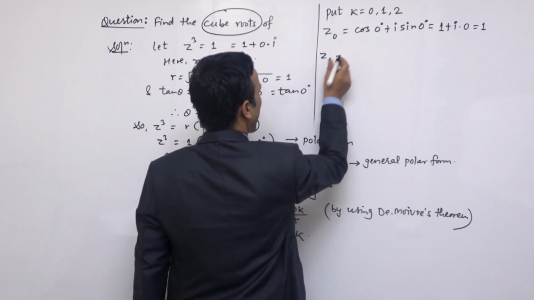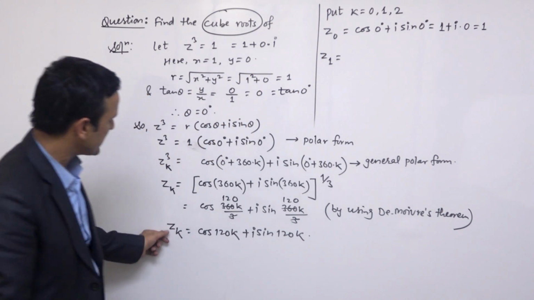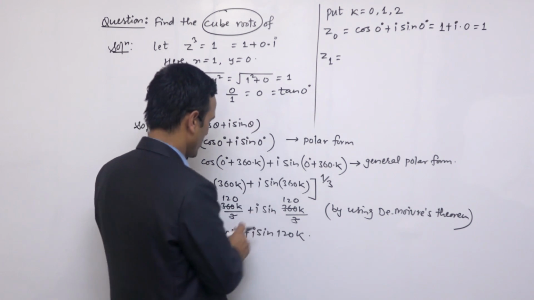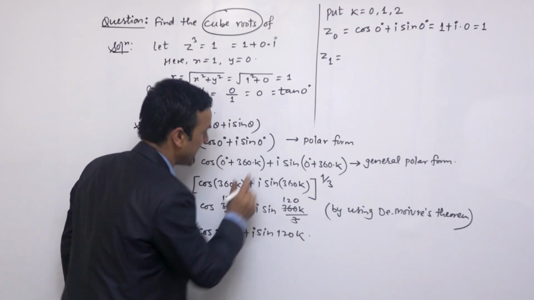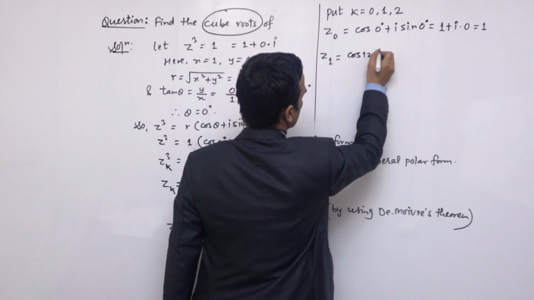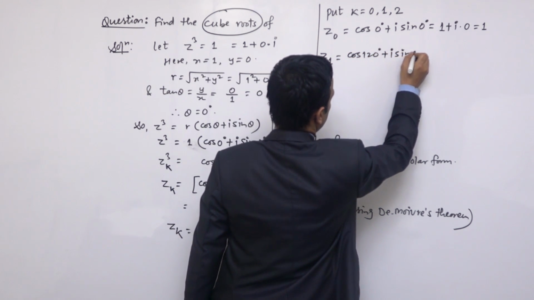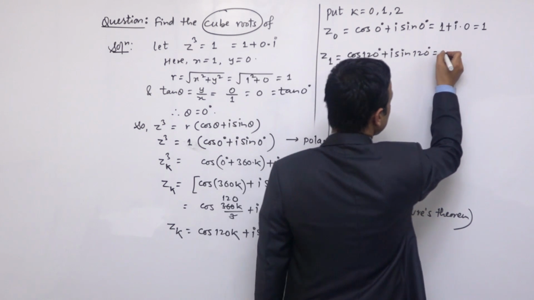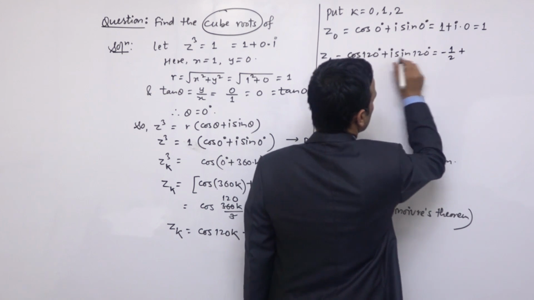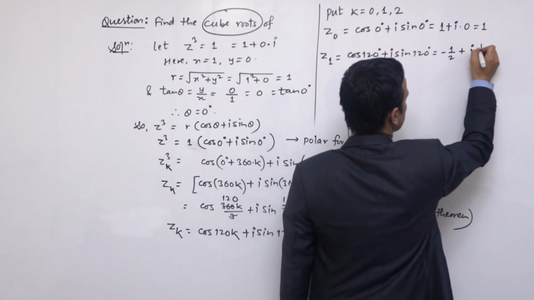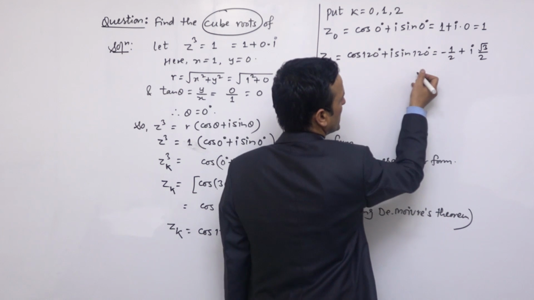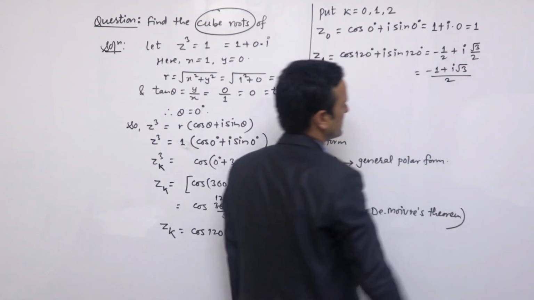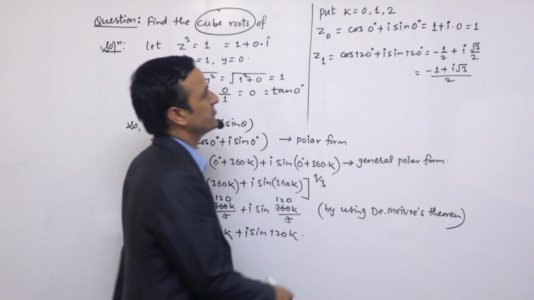Similarly, if you put the value of k as 1, then zk will be z1. k को ठाउँमा 1 पुट गरौं. त्यसो गर्दा k को ठाउँमा 1 पुट गर्दा we get cos 120 plus I sine 120. So cos 120 means its value is minus 1 by 2, and sine 120 means its value is root 3 by 2. So as a whole its value is 2, after taking LCM.